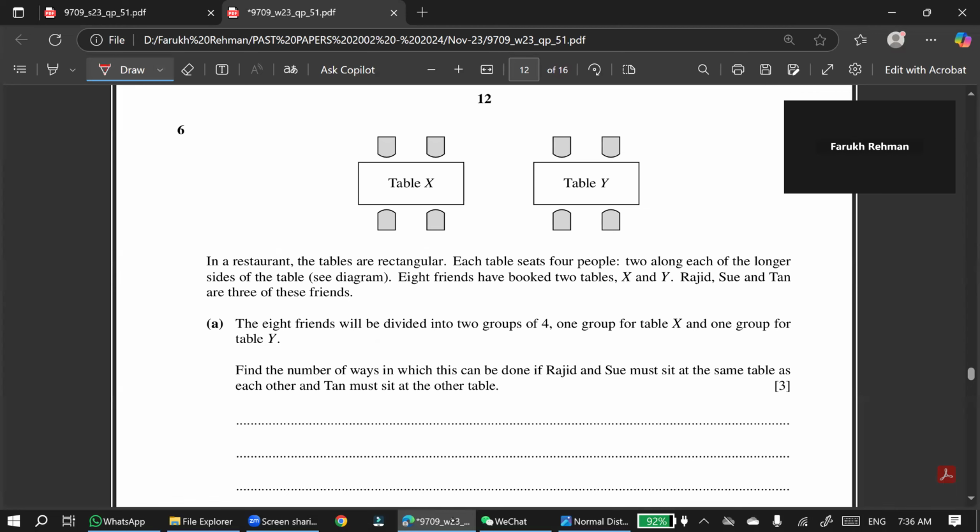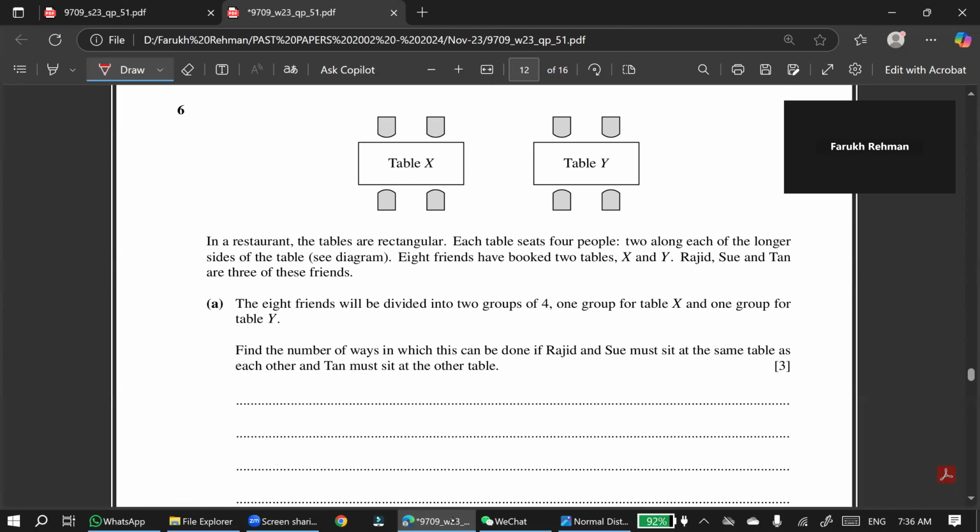Now, there is a condition. First of all, we will think that R and S will sit on table X. So we will place them with 2C2 for table X, into, we have 6 persons left. Out of these 6, we will place 2 more on table X and we will place the remaining 4 on table Y.